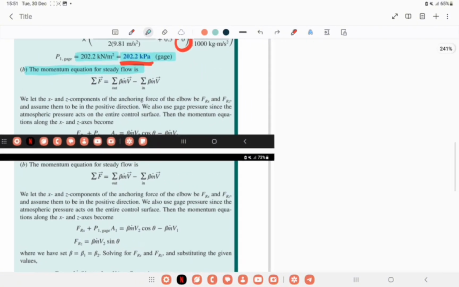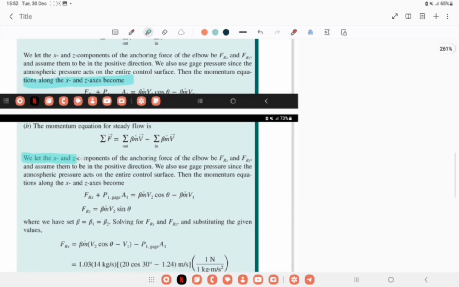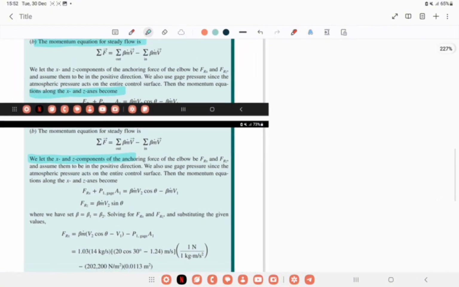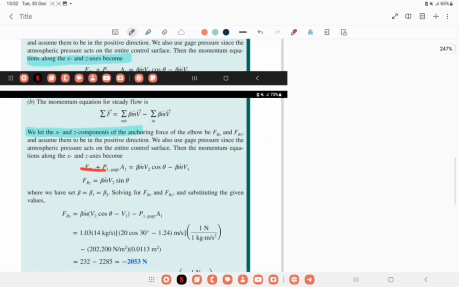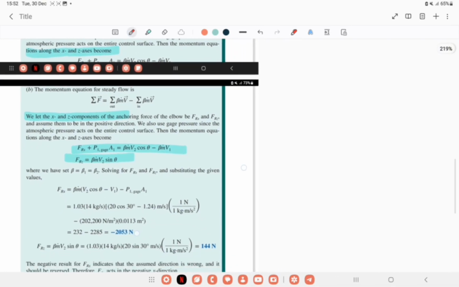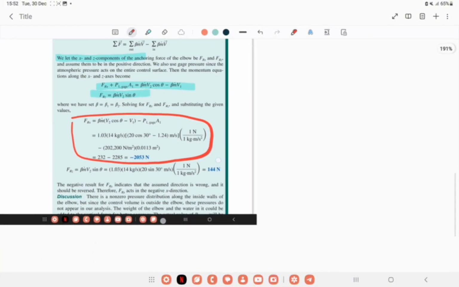The horizontal momentum equation is: the supporting force in the horizontal direction plus the inlet pressure force is equal to the momentum correction factor multiplied by mass flow rate multiplied by the outlet horizontal velocity minus the inlet velocity. After substituting the values and solving, the final answer for the horizontal direction will be 2053 Newtons acting to the left. The negative sign indicates that the actual direction of the force is opposite to the assumed direction.